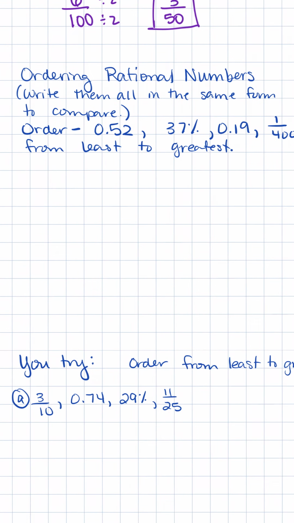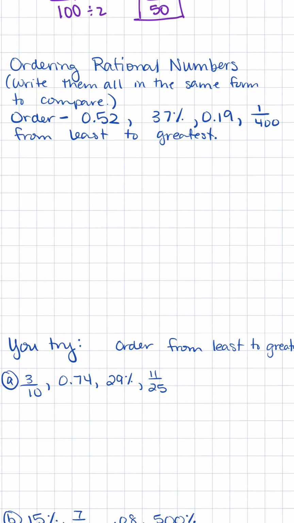Okay, so now ordering rational numbers. Write them all in the same form in order to compare. So we have 0.52, 37%, 0.19, and 1 out of 400. So let's go ahead and just do them all as a decimal. So this one is going to stay the same, 0.52. Turning a percentage into a decimal, we are going to take 37 and divide by 100. Therefore, we're going to get 0.37.